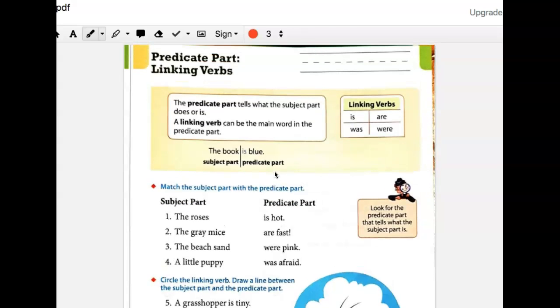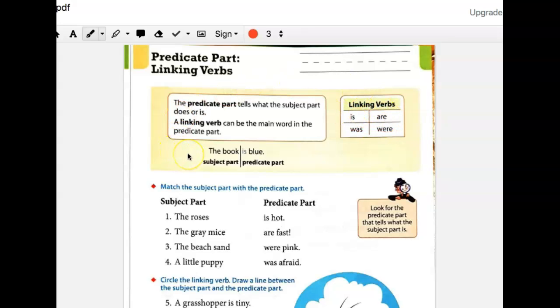Let's move on to the next page. Predicate part, linking verbs. The predicate part tells what the subject part does or is. A linking verb can be the main word in the predicate part. We learned today that a linking verb tells us what a subject part is. And we're going to focus on these 4 linking verbs: is, are, was, and were. Was and were are the past tense for the verbs is and are.